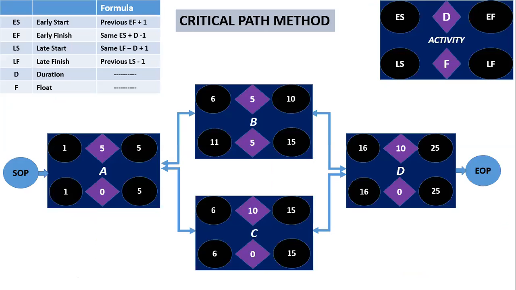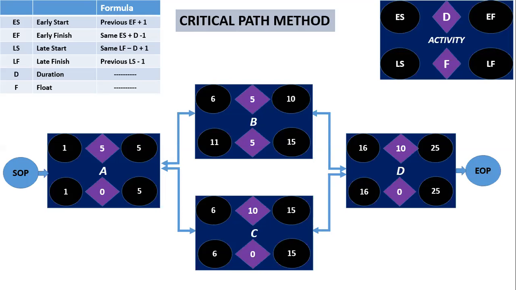Okay. In this project, we have four tasks, right? A, B, C, and D. Now tell me, what is the predecessor of A? Part of the project. Copy. The predecessor of A is the start of the project.